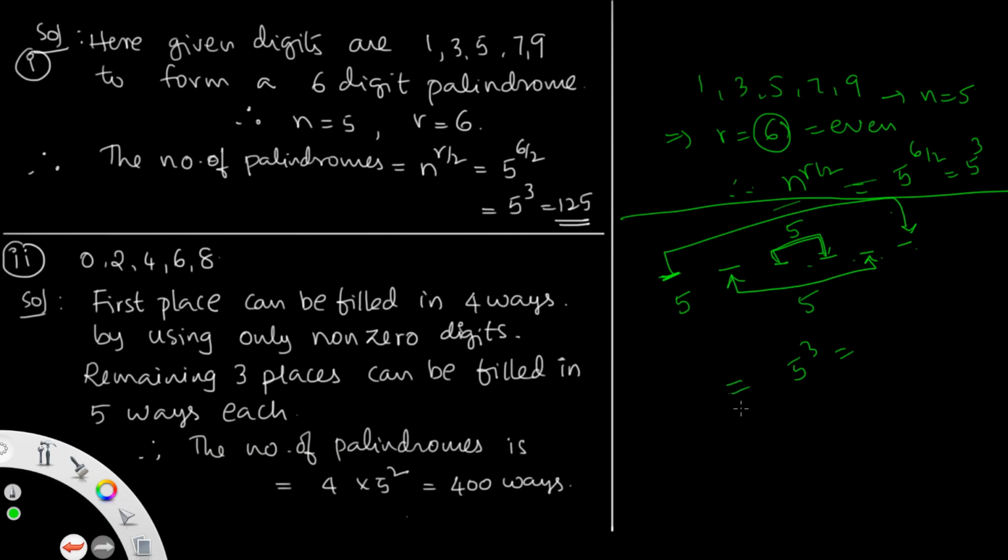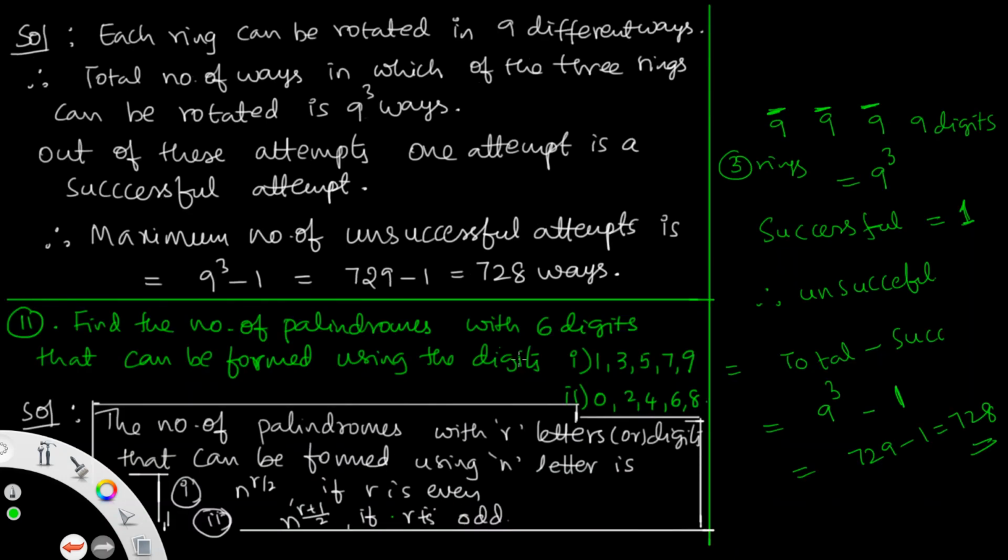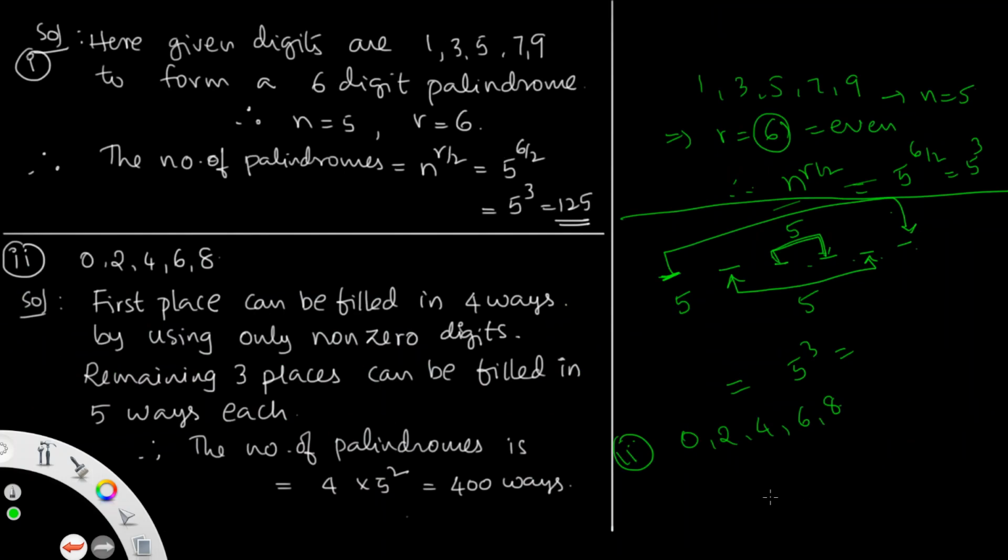In a similar way, the second one is also there: 0, 2, 4, 6, 8. The second question is given, to get 6 digits. Same thing in the first place and second place. Similarly, this also has 6 positions.